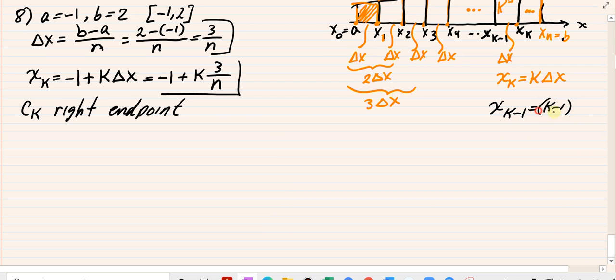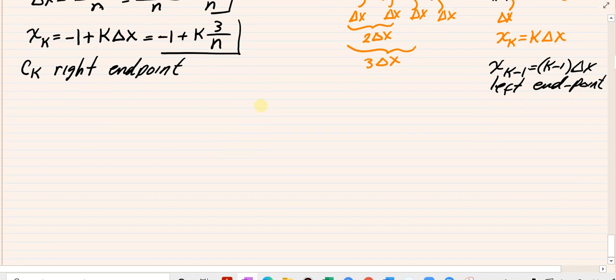K minus 1 delta x. That would be your left endpoint. This is for left endpoint. But again, I like to use the right endpoint. But you could try left endpoint like that. In the limiting sense, it doesn't make a difference because we will take the limit anyhow.